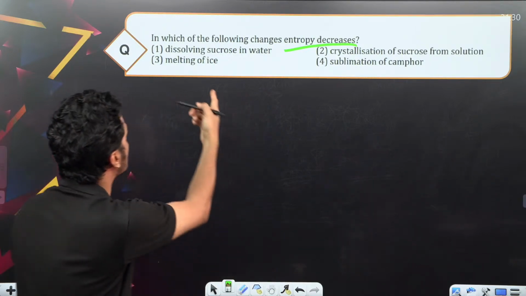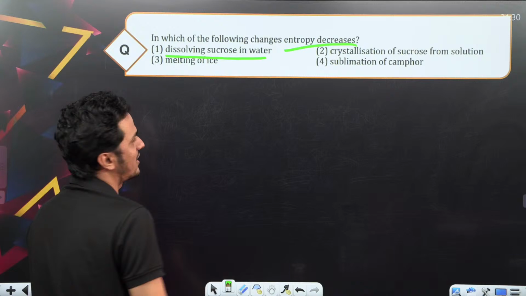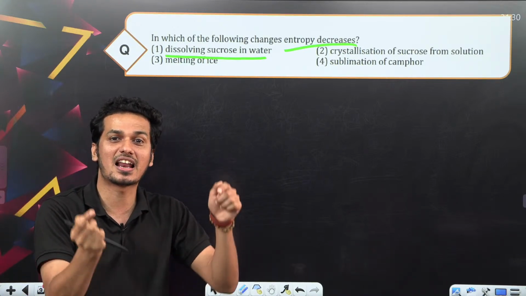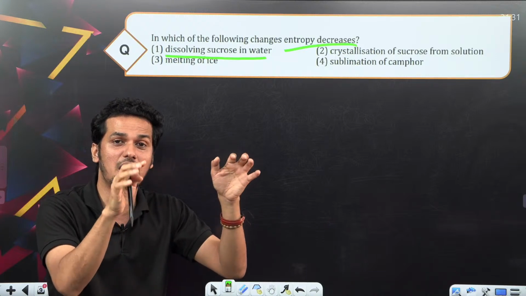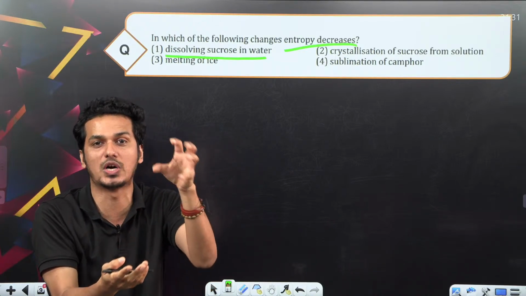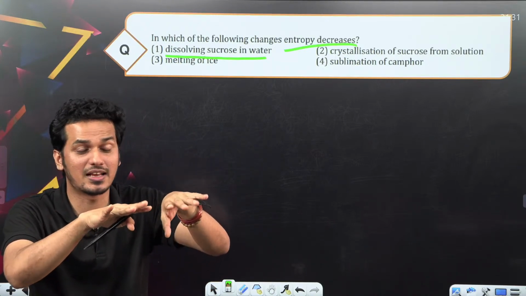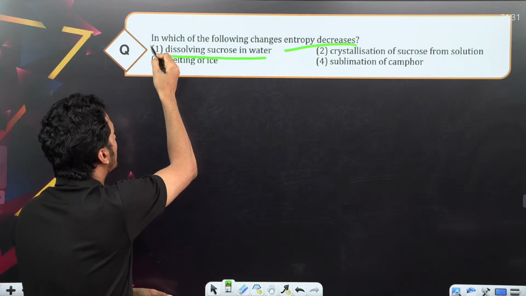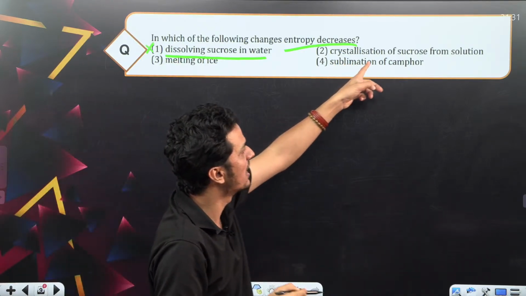Okay, so looking at this one, dissolving sucrose in water. When you add sucrose to water, it becomes aqueous. That means their movement will increase, so their disorderness will increase. That is not the answer. What about the next one?